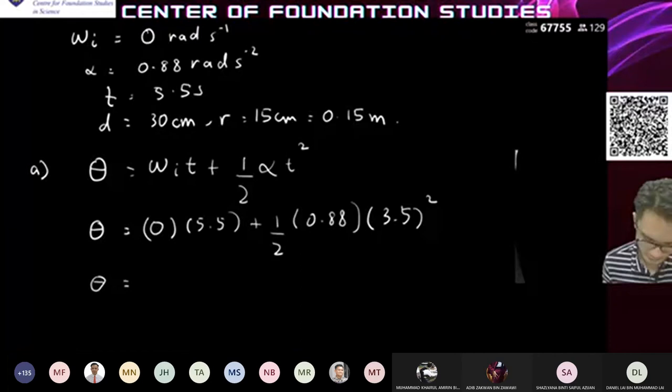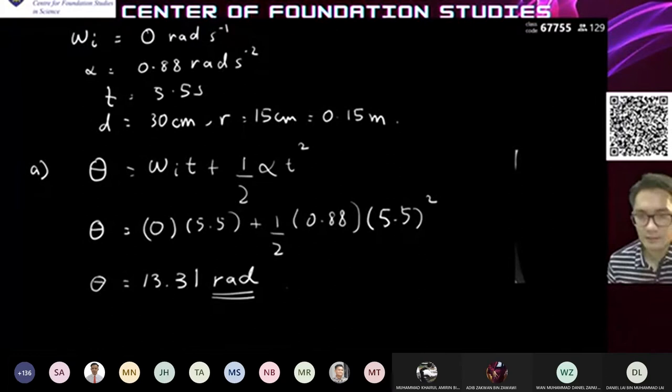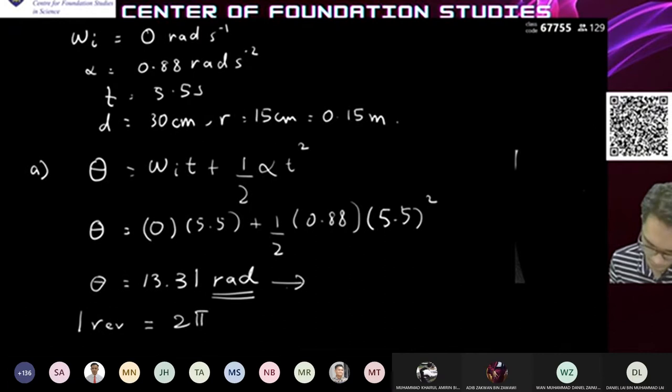13.31 radian. Alright. So this is the displacement but the unit is in radian. The soalan minta the revolution, right? So we have to change the radian to revolution. So how to convert radian to revolution? We know that one revolution is equal to 2 pi. Jadi untuk convert it into revolution, 13.31 we divide by 2 pi.